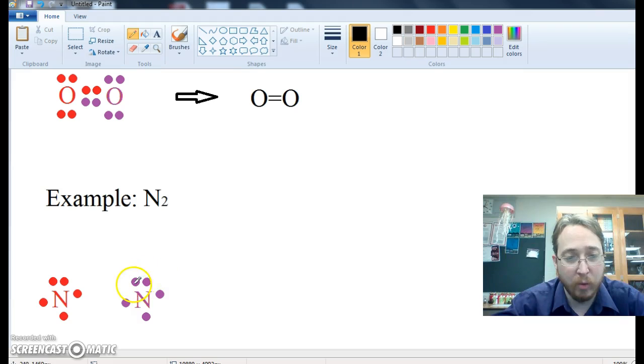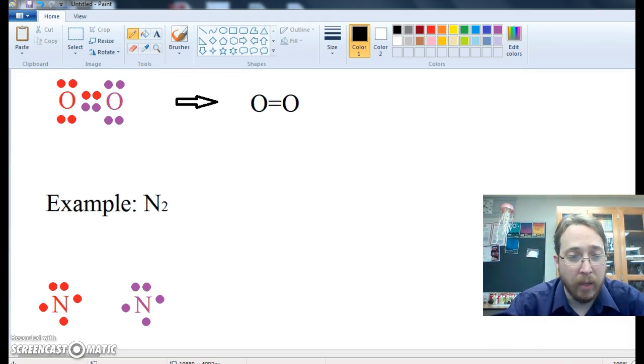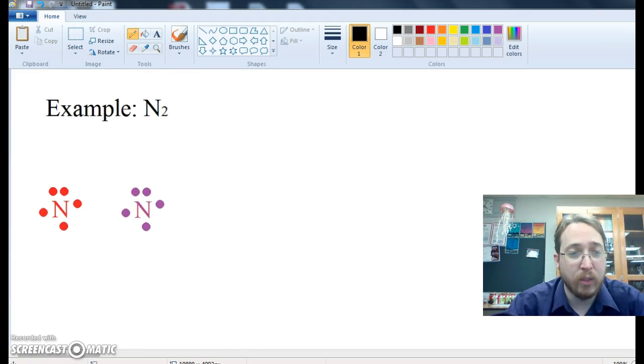We have our nitrogen. Nitrogen has 5 valence electrons. 1, 2, 3, 4, 5. 1, 2, 3, 4, 5. They each have 3 unpaired electrons. Well, the same situation occurs. I kind of jumped the gun a little bit there. But this one will pair with that one. This one will share. This one can be shared.